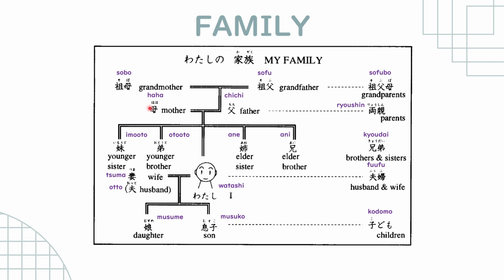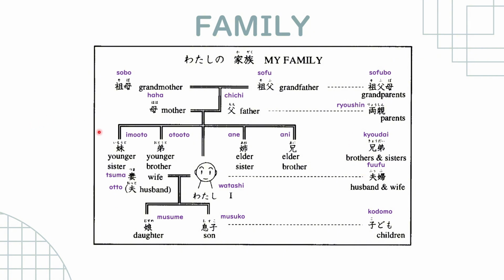And then you have here your mother. You call your mother Haha. Watashi no haha. Watashi no chichi. My father, your own father. Watashi no ryoshin. My own parents. Okay, ryoshin. And then if you have a younger sister, you call them imoto. If you have a younger brother, you call them ototo. If you have an elder sister, you call them ane. And elder brothers are called ani. For both of your siblings, you call them kyodai.